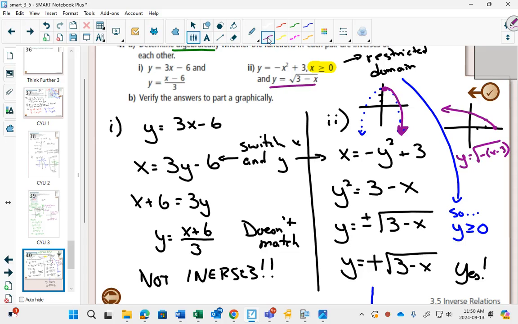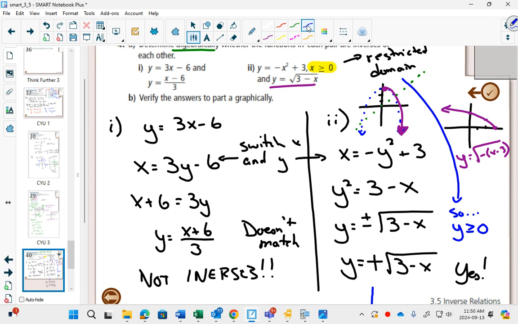Wait, but we have a reflection. Yeah, you're meant to choose the vertical reflection, right? So this final graph, because it's a perfect inverse, is reflected over the line y equals x. What you're saying is this negative is a reflection. Yes, because your original square root looks like this, right? Mm-hmm. And then it got reflected this way. Yeah. And then it got moved 3 to the right.